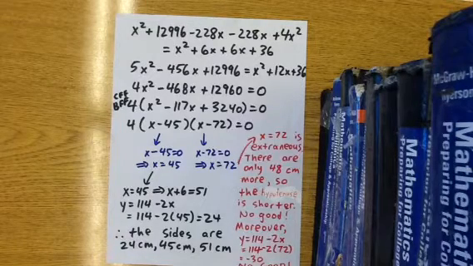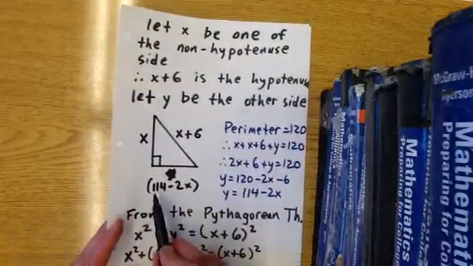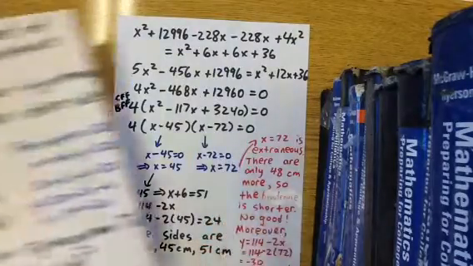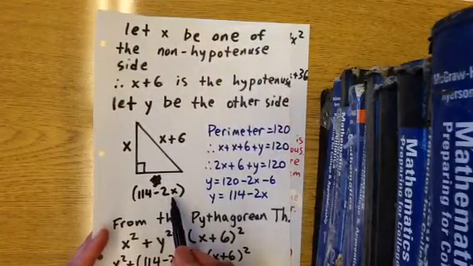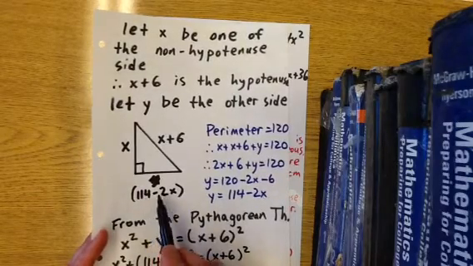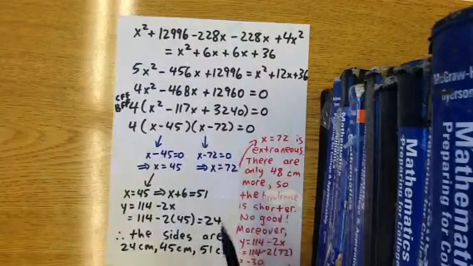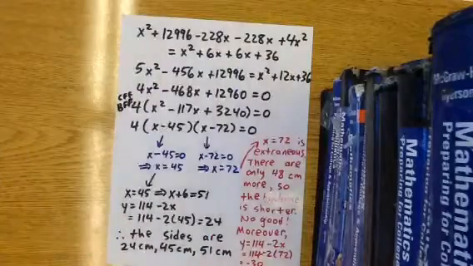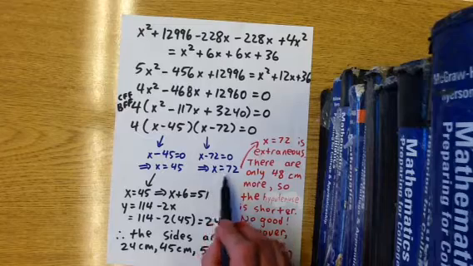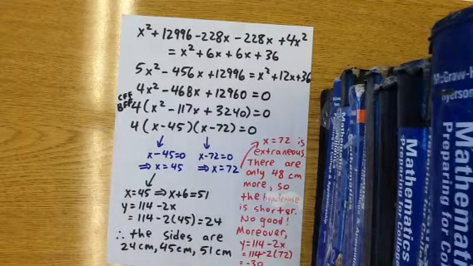A second reason it's extraneous, you only need one, but a second reason is we remember that y is equal to 114 minus 2x. Well, if x is 72, 114 minus 2 times 72 would be 114 minus 144, which would be negative 30. So if we let x equal 72, this side length is negative 30, and we can't have that, so that one's no good. So this is an extraneous root, x equals 72, but this one is not. x equals 45 is valid.